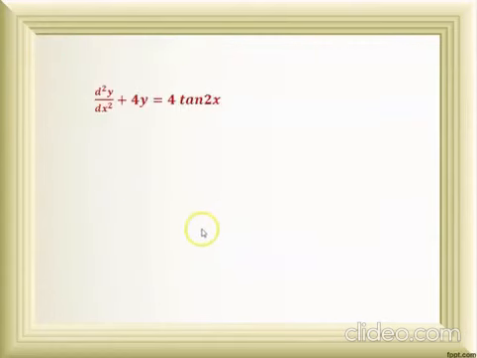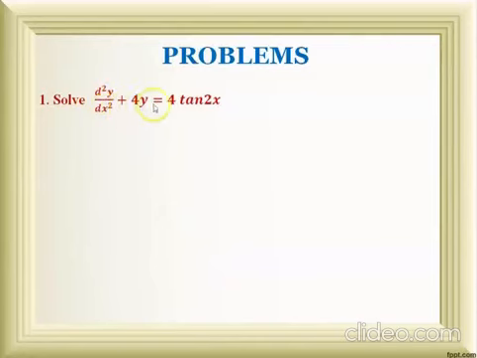Let us move on to a problem under this category. Solve d square y by dx square plus 4y is equal to 4 into tan 2x. Here, not only sine and cos will come in this kind of problem, we may have cot, secant, cosecant terms also in trigonometric cases. So the operator form of this problem is capital D square plus 4 into y.